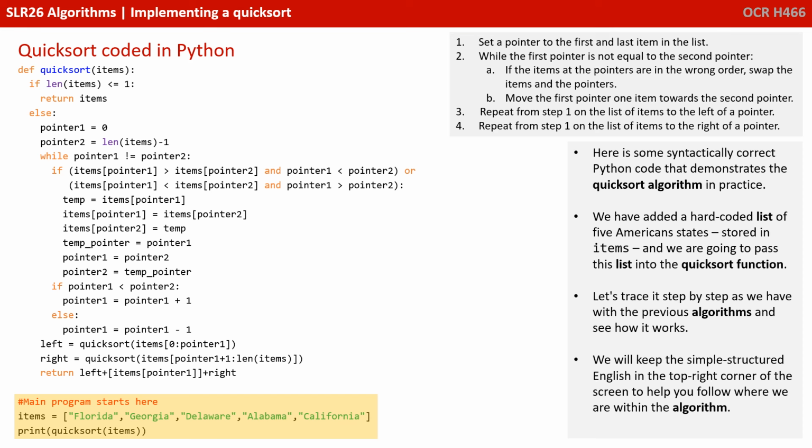Here is some syntactically correct Python code that demonstrates the Quicksort algorithm in practice. We've added a hard-coded list of 5 American states stored in items, and we're going to pass this list into the Quicksort function. Let's trace it step by step as we have with the previous algorithms and see how it works. We will keep the simple structured English in the top right corner of the screen to help you follow where we are within the algorithm.